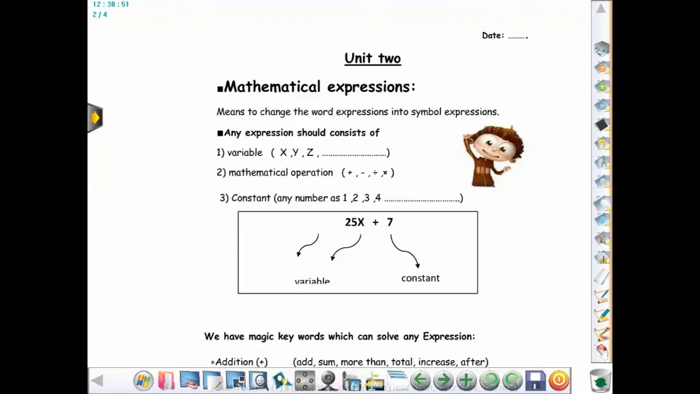Let's see together an example for a mathematical expression. 25x, which means 25 multiply x, plus 7. X here is a variable and 7 is the constant. Okay?